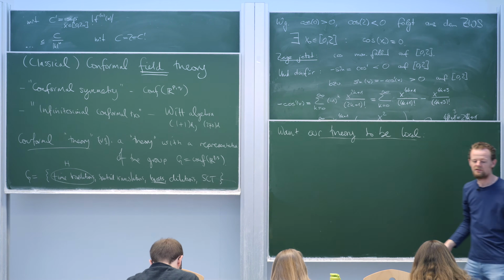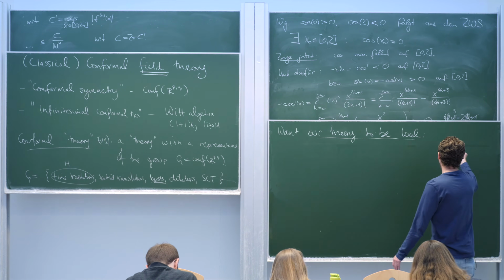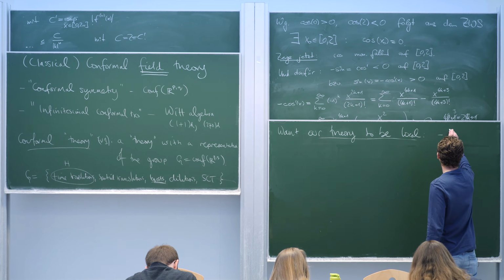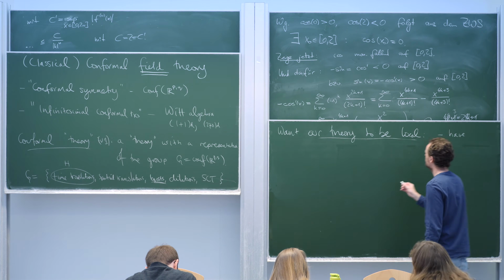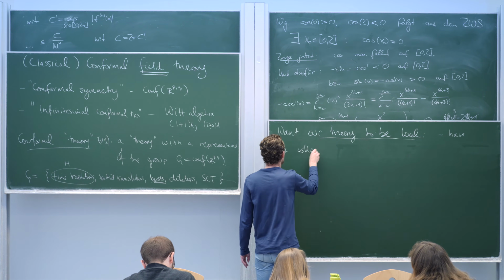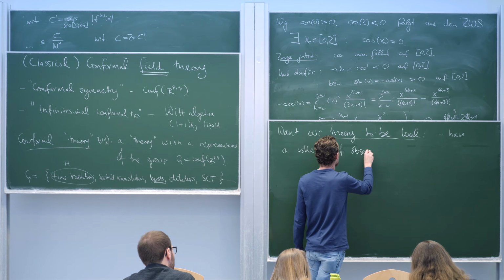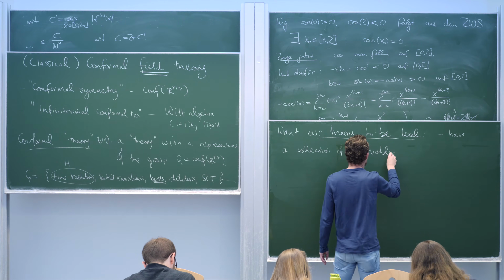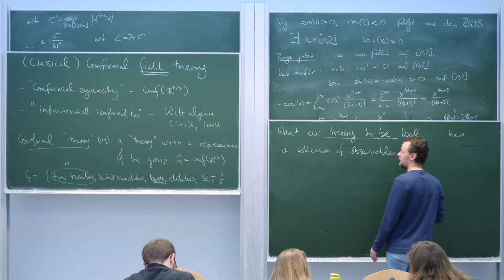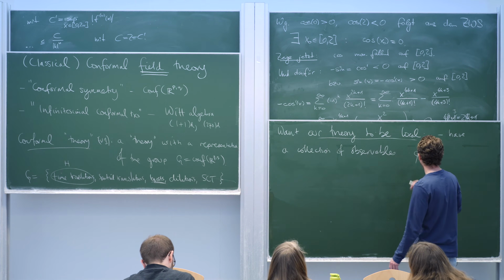And what locality means here, to be somewhat more precise, is that we have a list of observables, or a collection of observables. Let's give them a name, let's call them phi. This is what we're going to use for the rest of the course anyway. Phi, these are just observables in your theory.